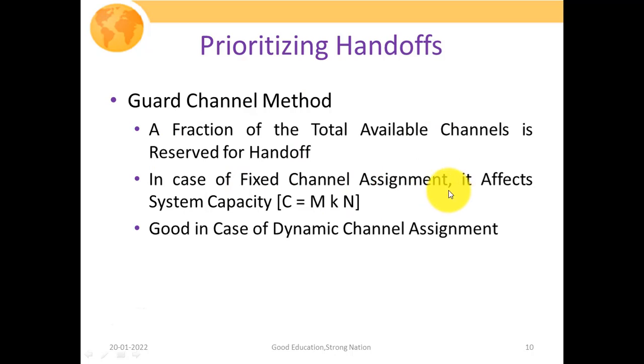So in case of fixed channel assignment, it affects the system capacity as C is equal to MKN, and if you reserve some of the channels for handoff calls only and you do not take new calls, it will affect our revenue or channel capacity. Whereas it will do well when we consider dynamic channel assignment. Since in dynamic channel assignment, we follow the strategy that all channels must be accessible by all. So as long as we are in a state to cater to the user request, or we have surplus resources, up till that moment we will allocate frequency bands to our individual users, so that we can optimally use the available resources.